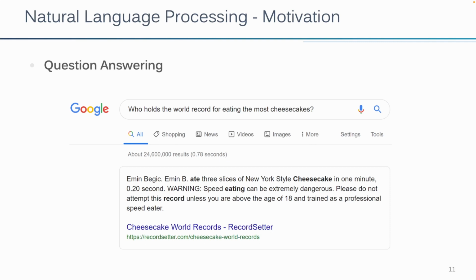Sometimes it also matches this to a knowledge base. Wikidata, for example, is a very large knowledge base from Wikipedia, and it can find related information in that knowledge base.